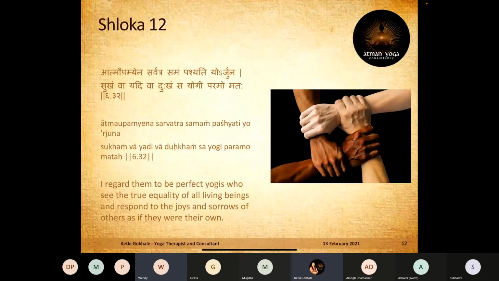Atmaupamyena sarvatra samam pashyati yorjuna, sukham va yadi va dukham, sa yogi paramo mataha. Excellent.